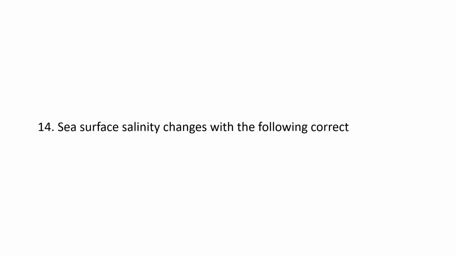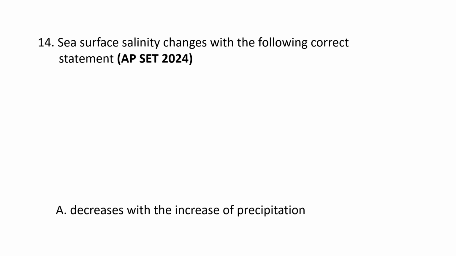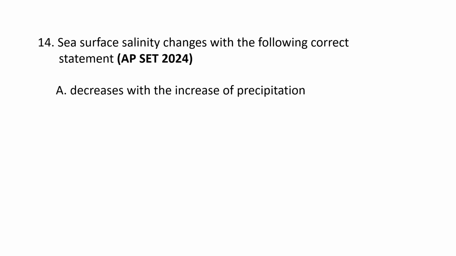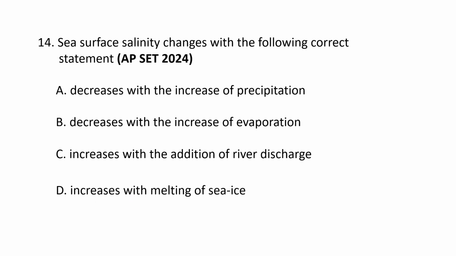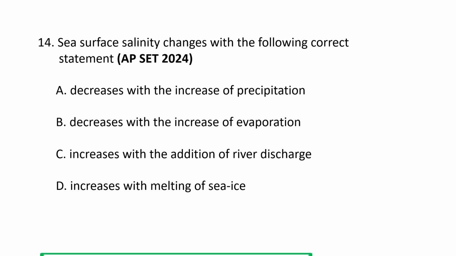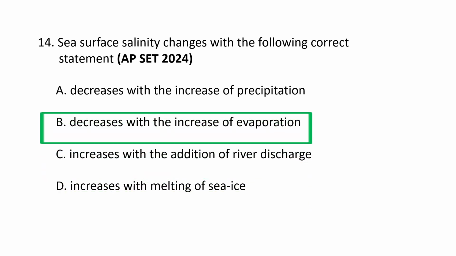Next question. Sea surface salinity changes with the following correct statement. A. Decreases with increase of precipitation. B. Decreases with the increase of evaporation. C. Increases with the addition of river discharge. And D. Increases with melting of sea ice. The correct option is B. Decreases with the increase of evaporation.